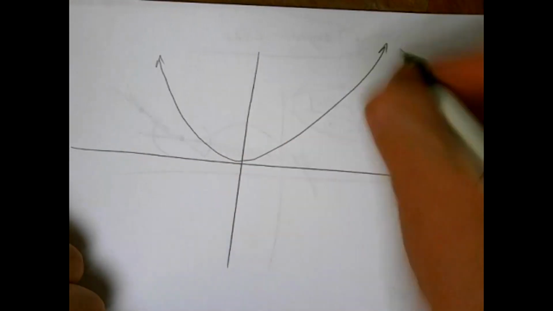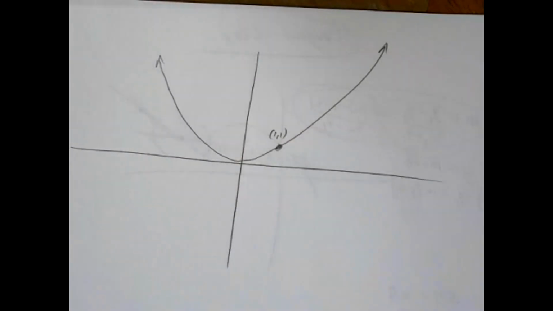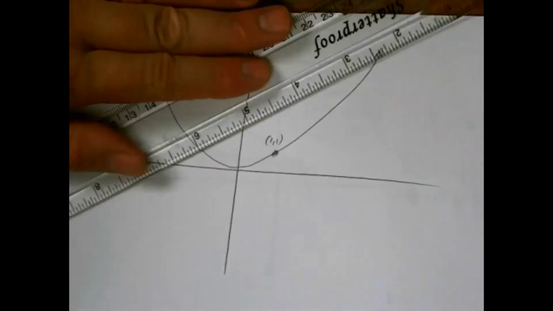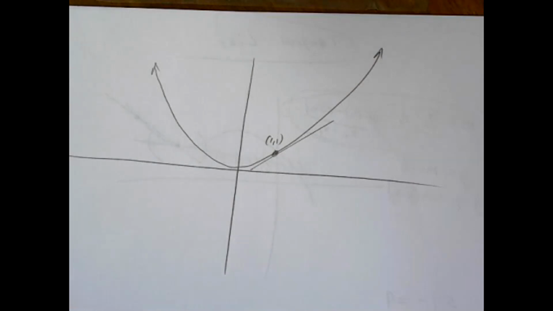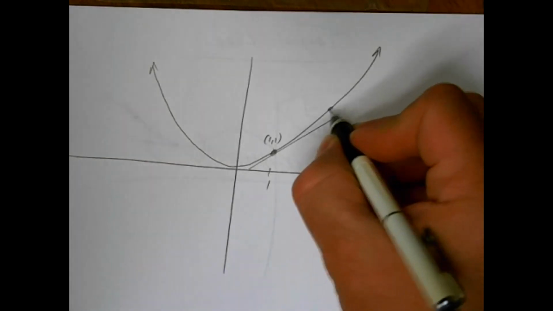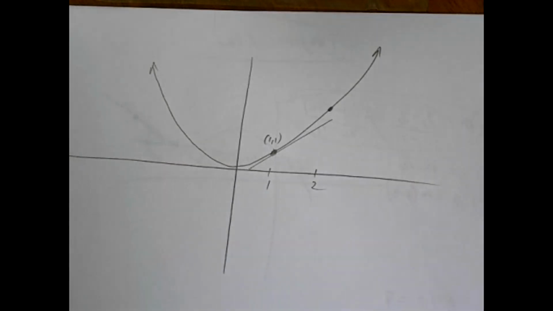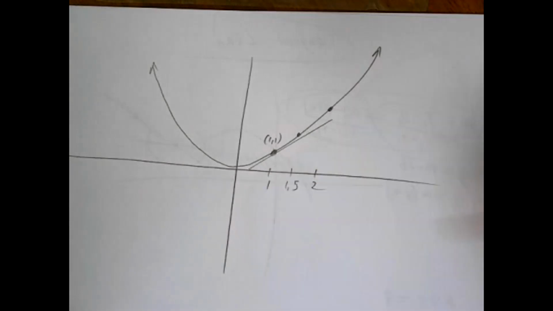If I was to redraw this parabola, hopefully doing a slightly better job of it, and this is the point 1, 1, and you want to figure out the slope of the tangent line, the way you will do it is by repeatedly finding the slope of secant lines. We started out here at an x value of 2, and we found that secant line. We then moved to 1.5, and we found that secant line. Where would you go next?